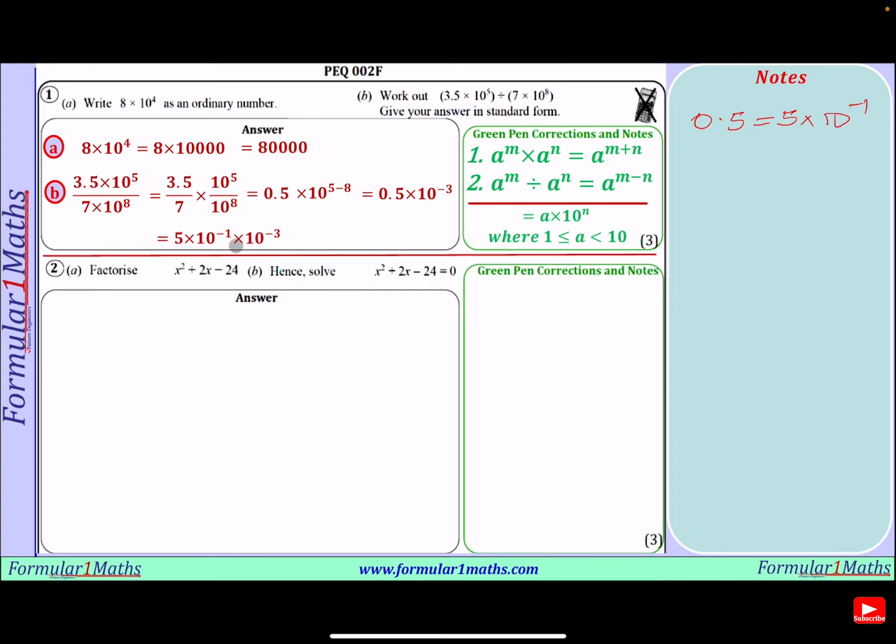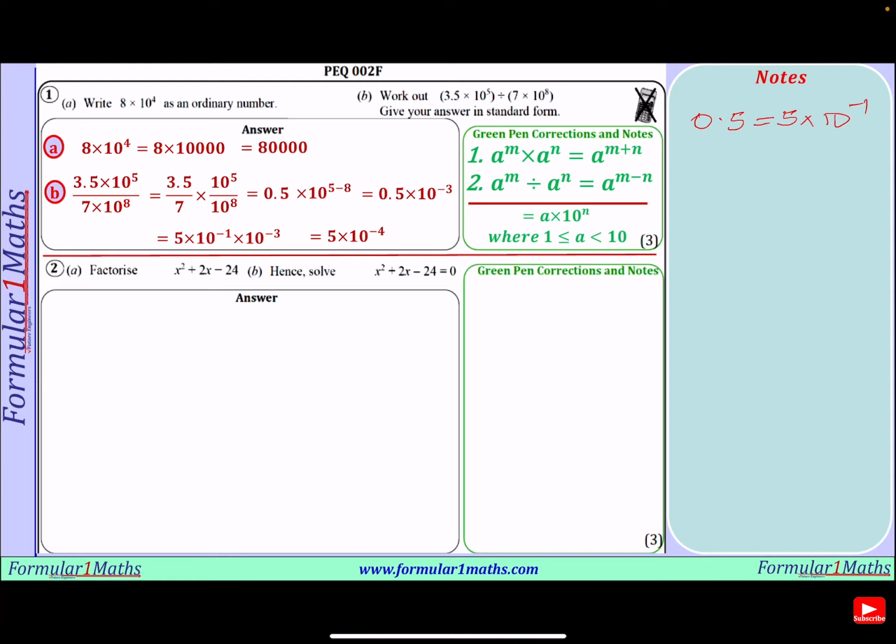Then again we use rule number 1 to simplify this one here. And we're going to get 5 times 10 to the power minus 4. Number 2.